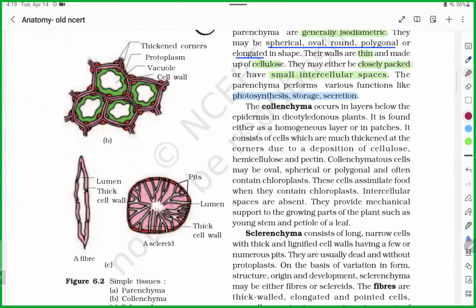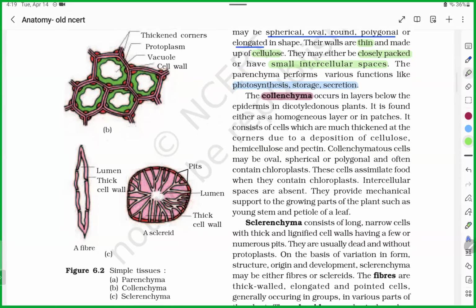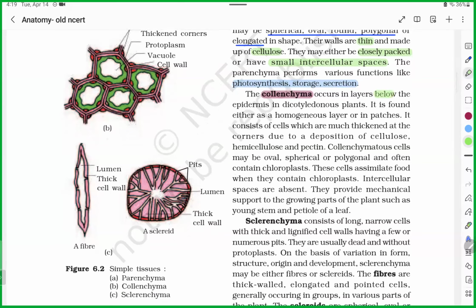Second, collenchyma. Isodiametric means same shape in all the diameter, like same length. Okay. So collenchyma present below the epidermis in dicot plant. This is present in the homogeneous layer. Homogeneous layer means continuously present in below epidermis, or sometimes it's present in patches. This collenchyma is so important that we have in the dicot stem. Okay, dicot stem. And if you want to understand dicot stem, you need collenchyma cell.